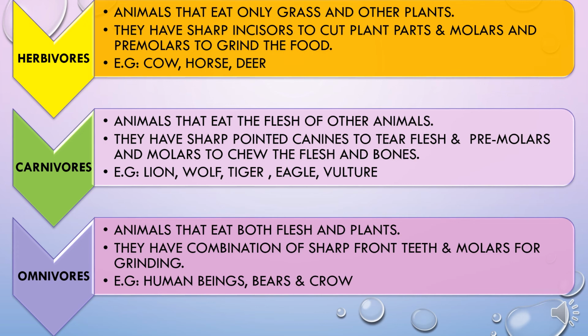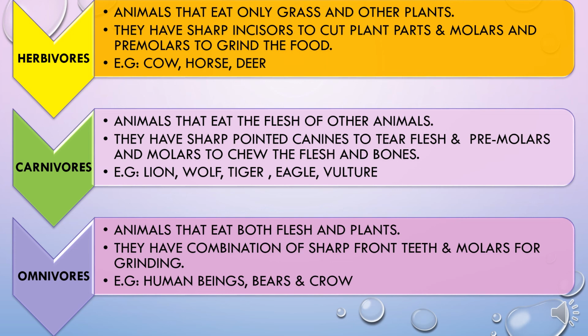Carnivores. Animals that eat the flesh of other animals are called carnivores. As they are flesh-eating animals, they have sharp pointed canines to tear the flesh and premolars and molars to chew the flesh and the bones. Examples: lion, wolf, tiger, eagle and vulture.